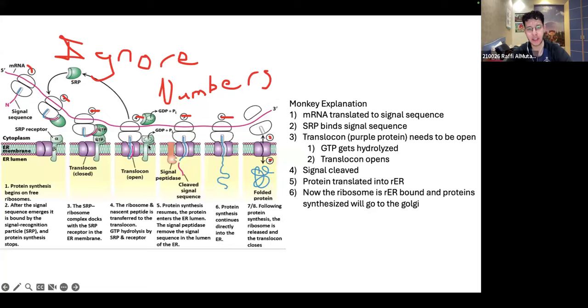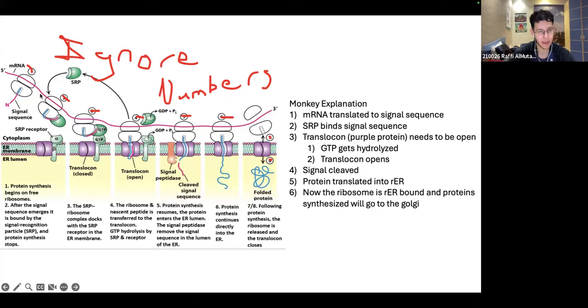And if it's breaking GTP, think of it as just another form of ATP. I mean, it's not what it is, but just in the sense that it's an energy currency. This means that this channel needs energy. I'll repeat everything again. The signal gets removed, and the mRNA is being translated into protein in here.